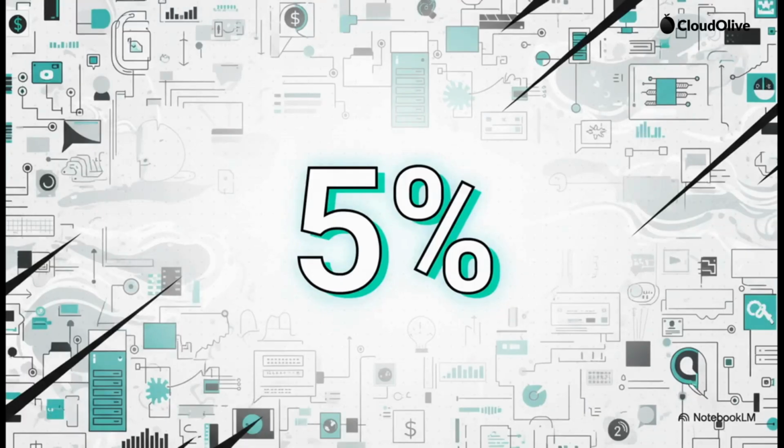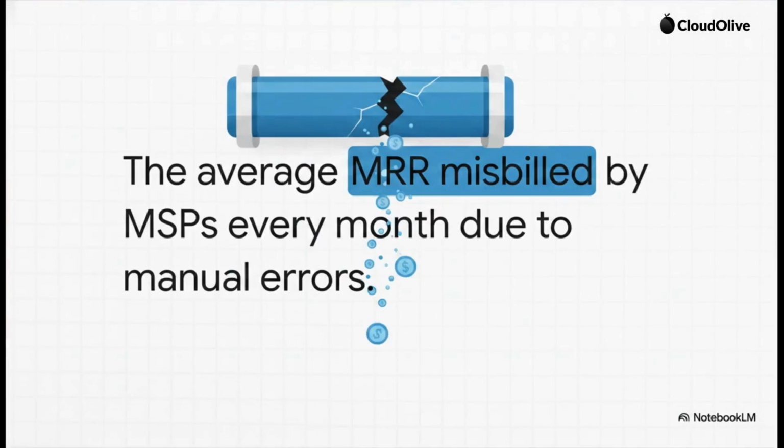So, I want you to hold this single, glaring number in your mind for a second. 5%. Now, 5% might not sound like a massive chunk at first glance, but in the fast-paced, tight-margin world of IT reselling, this number is a silent killer for your business. That 5% represents the average monthly recurring revenue, or MRR, that MSPs misbill every single month. And the craziest part is, this happens entirely due to manual errors.